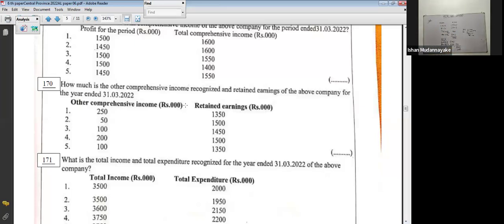Question 170. How much is the other comprehensive income recognized and retained earnings of the above company for the end of 31st March 2022? Now in this question, other comprehensive income, how much is recognized in this business?